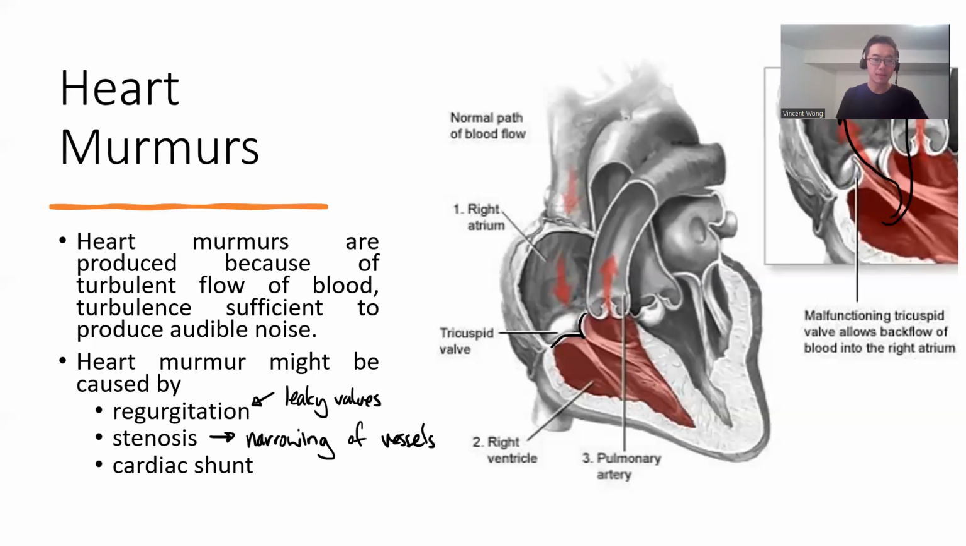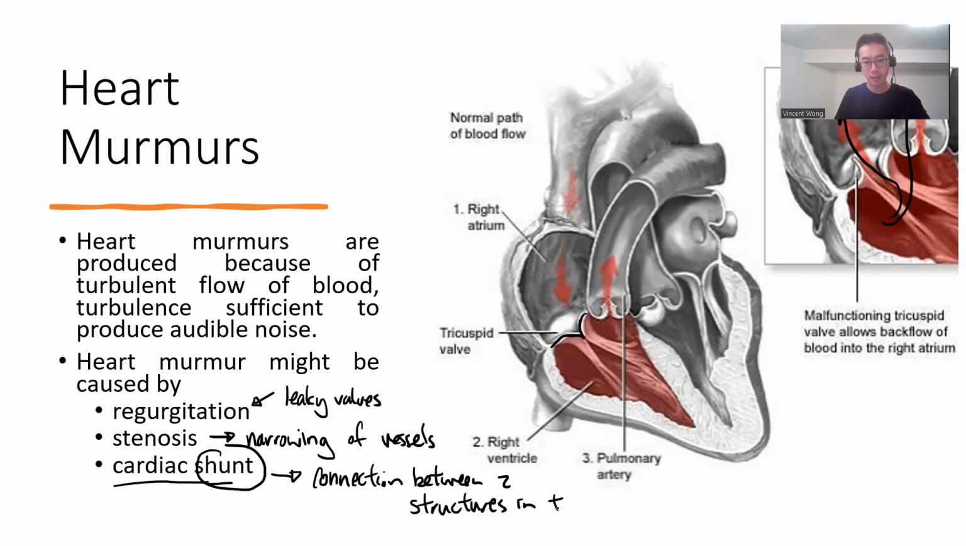And then finally, we have something called the cardiac shunt. Okay, a shunt is a connection between two structures in the body. Okay, a connection between two structures in the body that are normally not connected. Okay, so we have a cardiac shunt. I'll show you an example of that.